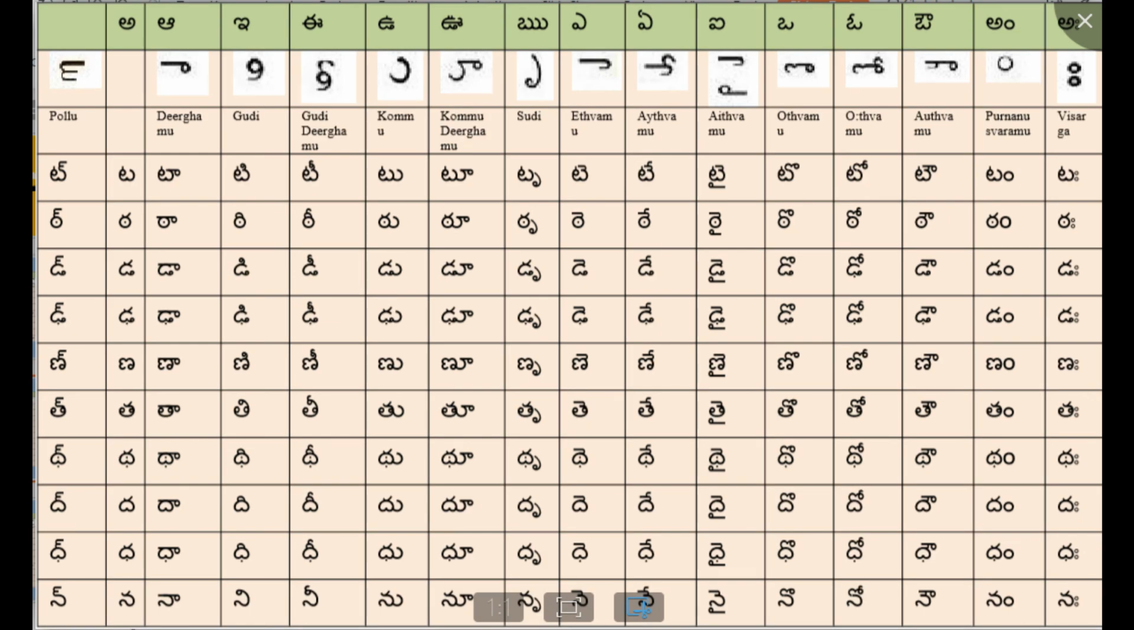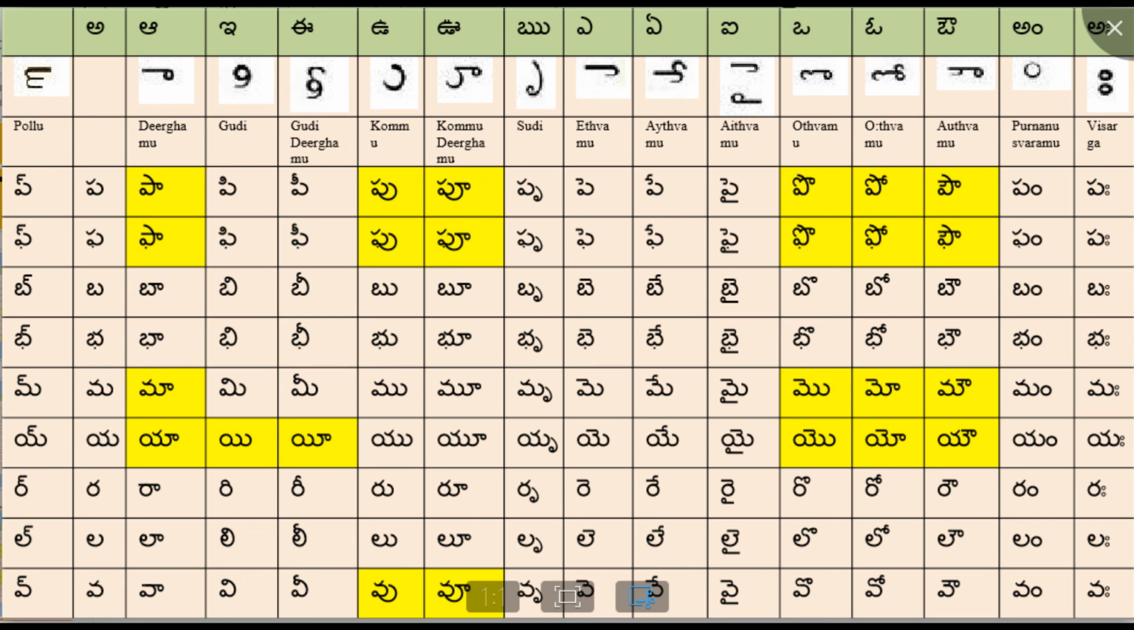Now the next ones, here you do not see any exception, so they follow all the patterns beautifully. Now here again, there are some exceptions.